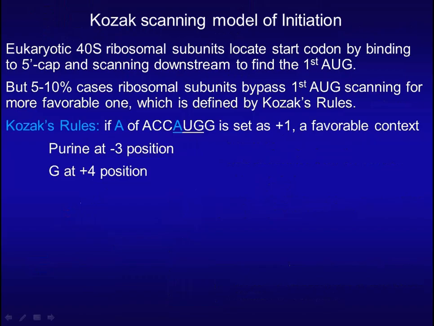Initiation is now complete. In most cases, eukaryotic 40S ribosomal subunits locate the start codon by binding to the 5' cap and scanning down to find the first AUG. But in around 5 to 10% of cases, ribosomal subunits bypass the first AUG, scanning for a more favorable one, which is defined by Kozak's rules. If the A of AUG is set as the +1 position, according to Kozak's rule, a favorable context should have a purine at the -3 position and G at the +4 position.